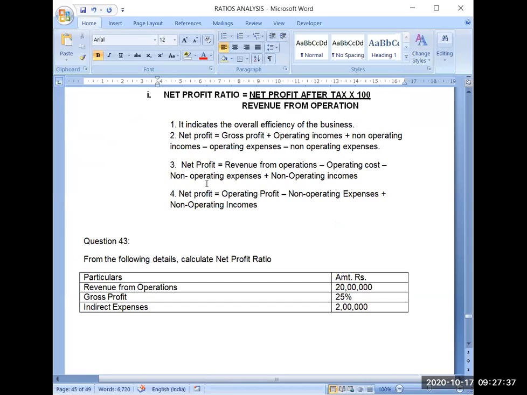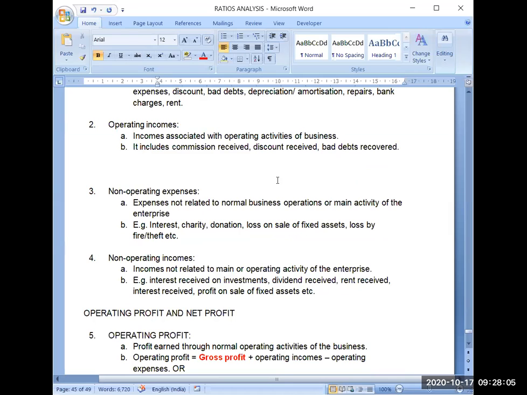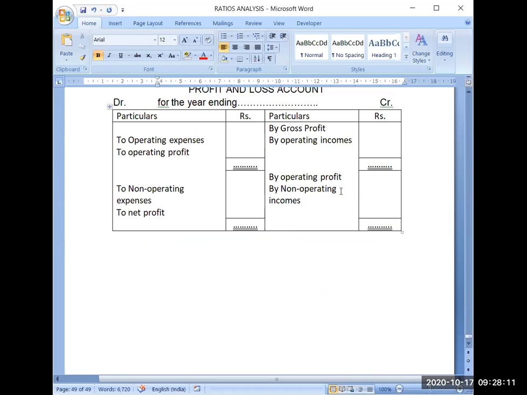See the second formula: net profit is equal to revenue from operation minus operating cost. Now operating cost has again two components: minus cost of revenue from operation and minus operating expenses. So net profit is equal to operating profit minus non-operating expenses plus non-operating income. That you can also verify from here. If operating profit is given in the question, then operating profit will be added with non-operating incomes, and you subtract your non-operating expenses, then you will get your net profit also.